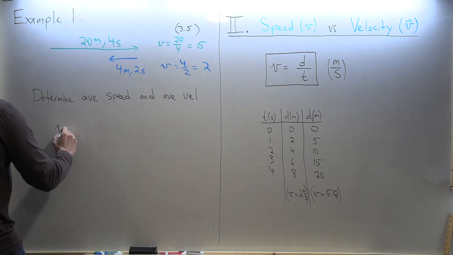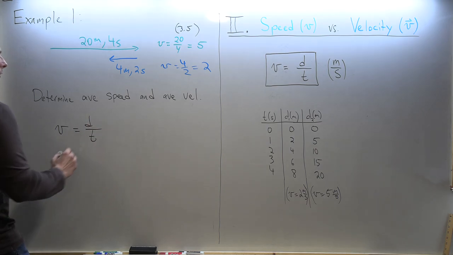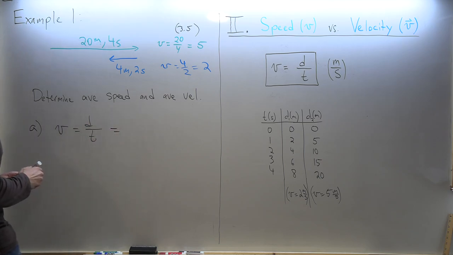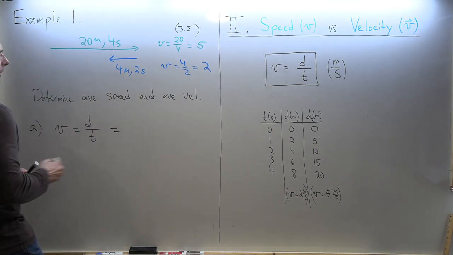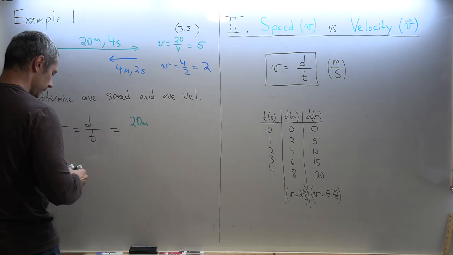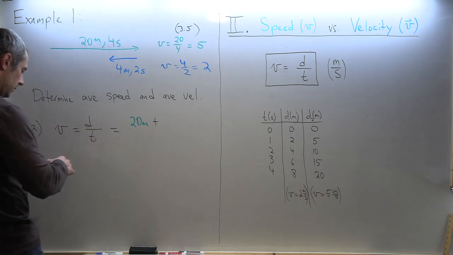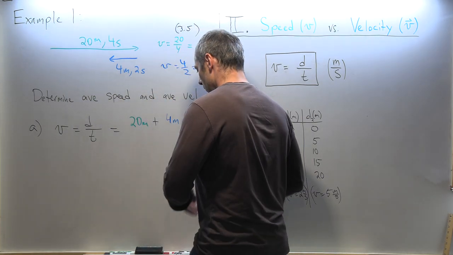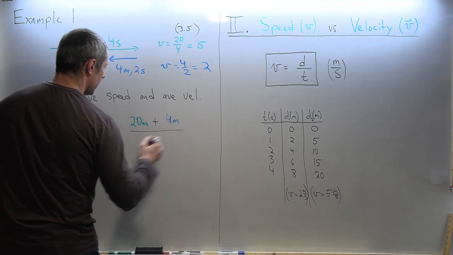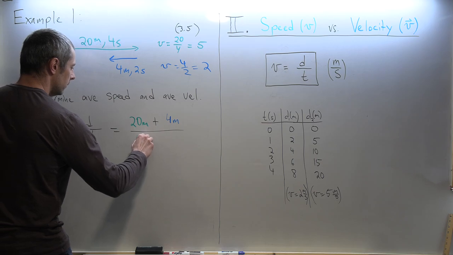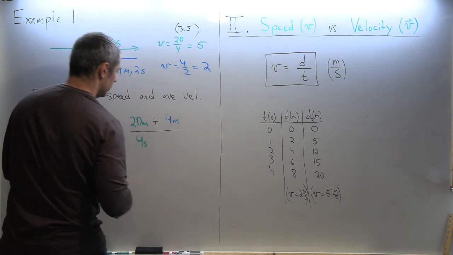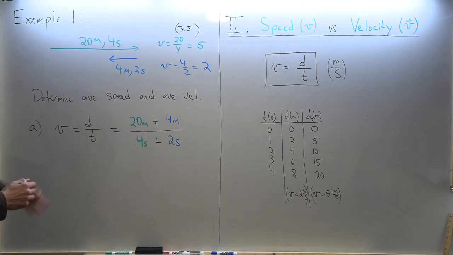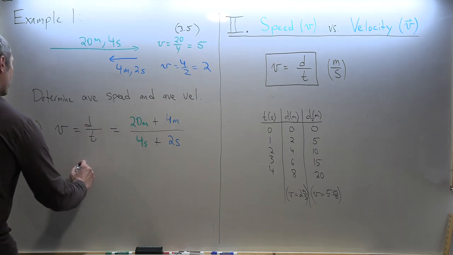The way to get average speed is to simply use total distance over total time. So this is part A, average speed. And the total distance, this object went 20 meters and 4 meters. So we do 20 meters and the 4 meters, total distance over the total time. And the time was 4 seconds and 2 seconds. And when you divide that out, 24 divided by 6 gives you 4 meters per second.